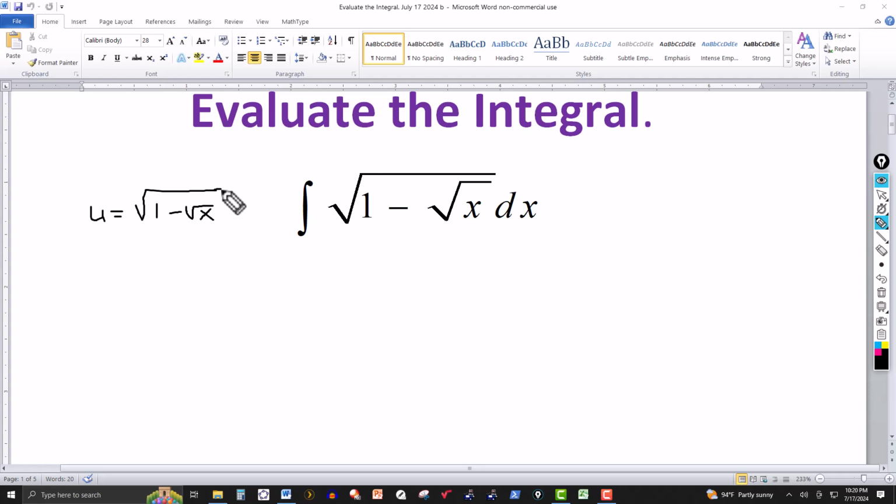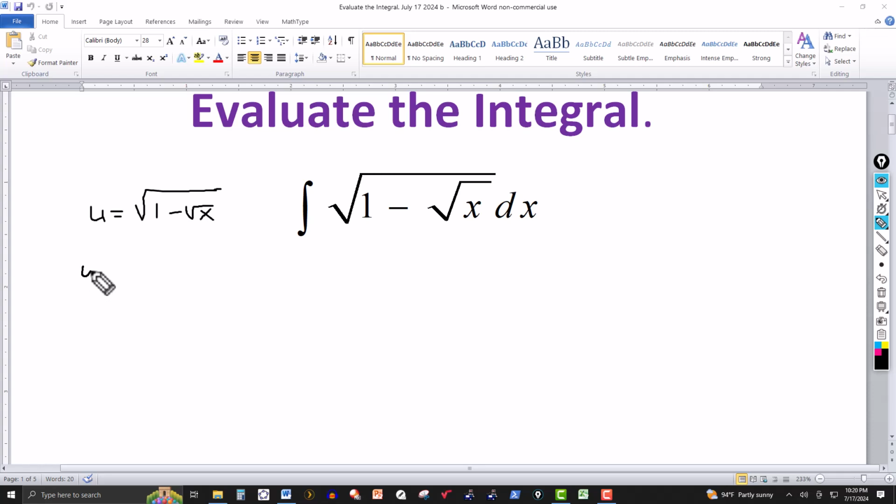It's not always that you have just one way to do it. Sometimes you have an option of two or more, depending on the problem. So now I have it this way. Again, another option would be u equal to just the 1 minus the square root of x. They would both work. And those are the only two methods that I tried.